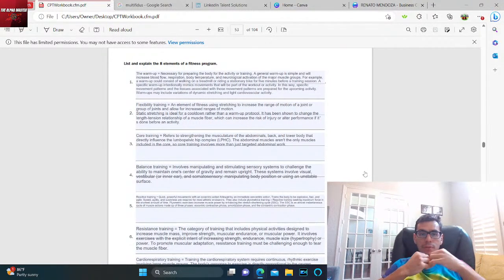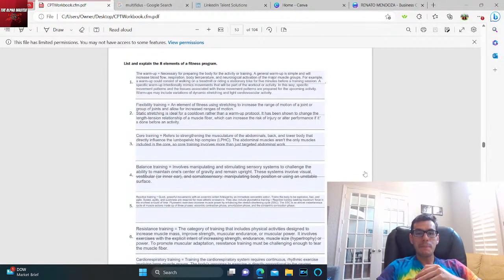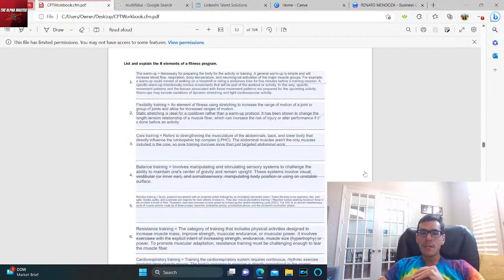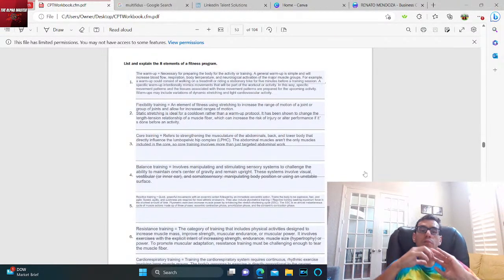For example, a warm-up consists of walking on a treadmill or riding a stationary bike for 5 minutes before a training session. A specific warm-up intentionally mimics movements that will be part of the workout or activity. In this way, specific movement patterns and the tissues associated with those movement patterns are prepared for the upcoming activity. Warm-ups may include variations of dynamic stretching and light cardiovascular activity.